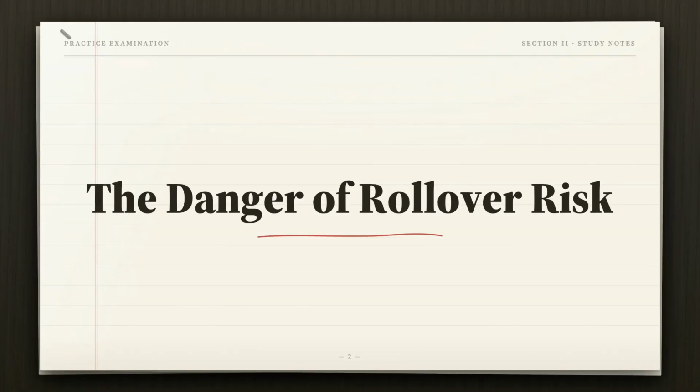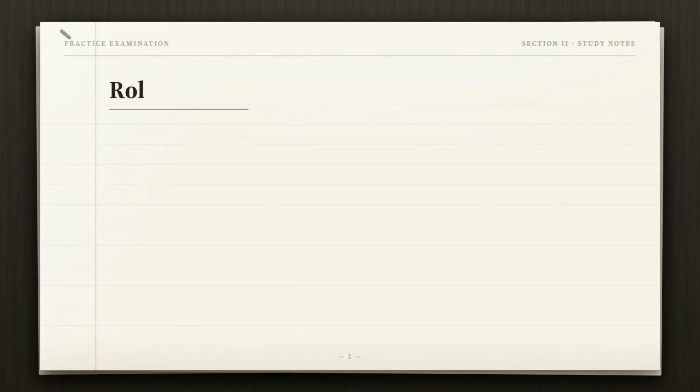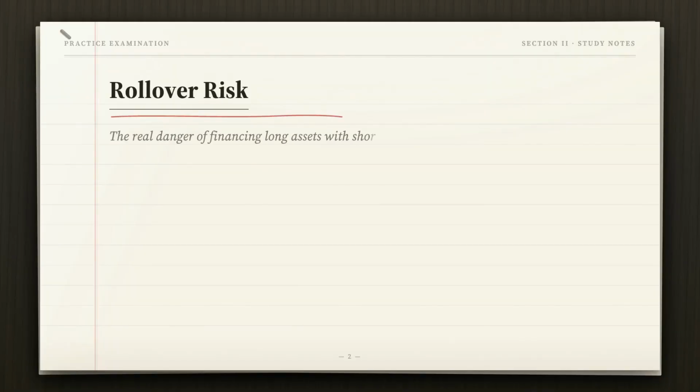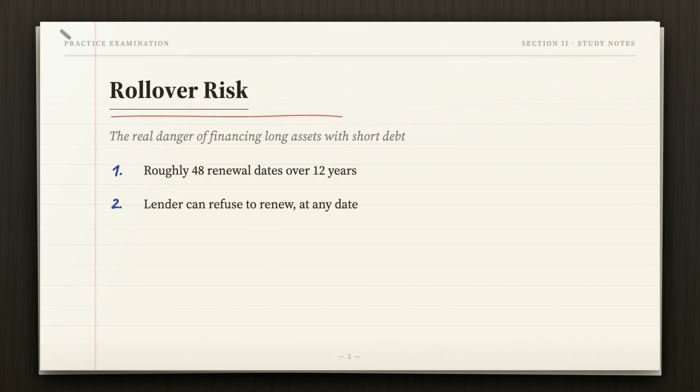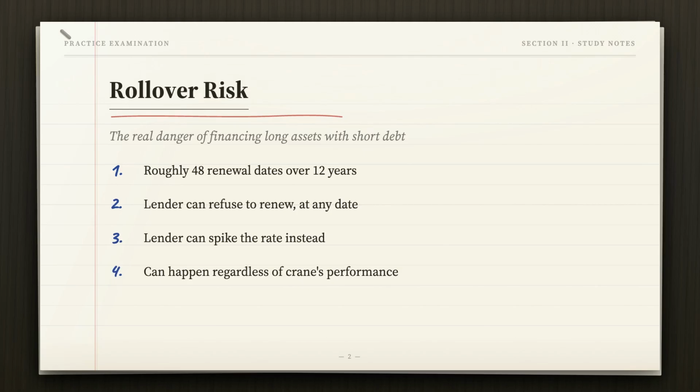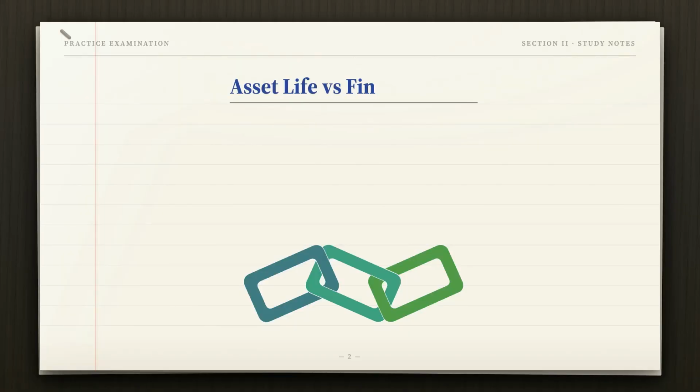A construction firm buys a 12-year crane using a 90-day note, planning to simply roll it over every quarter. Short-term borrowing looks cheaper but underneath the firm has created a serious and avoidable danger. Financing a 12-year asset with 90-day notes means refinancing roughly 48 separate times. Each renewal date is a chance for the lender to refuse or to demand a much higher rate, no matter how well the crane itself is performing.